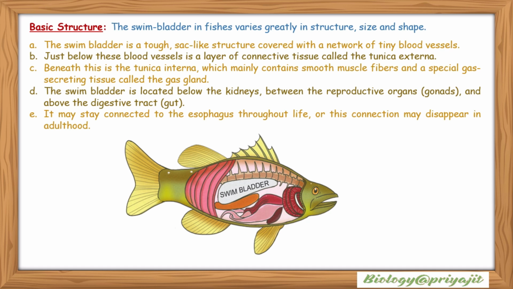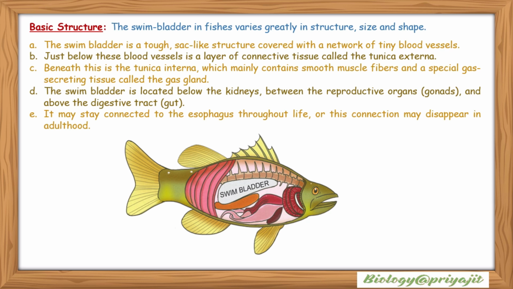Basic structure of the swim bladder. Swim bladder in fishes varies greatly in structure, size and shape. Fundamentally the swim bladder is a tough bag-like or sac-like structure covered with a network of blood capillaries or tiny blood vessels. Just below these blood vessels there is a layer of connective tissue called the tunica externa.